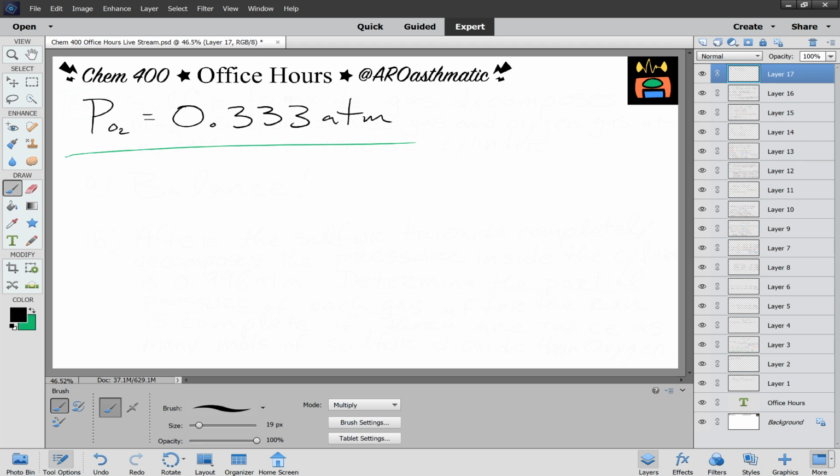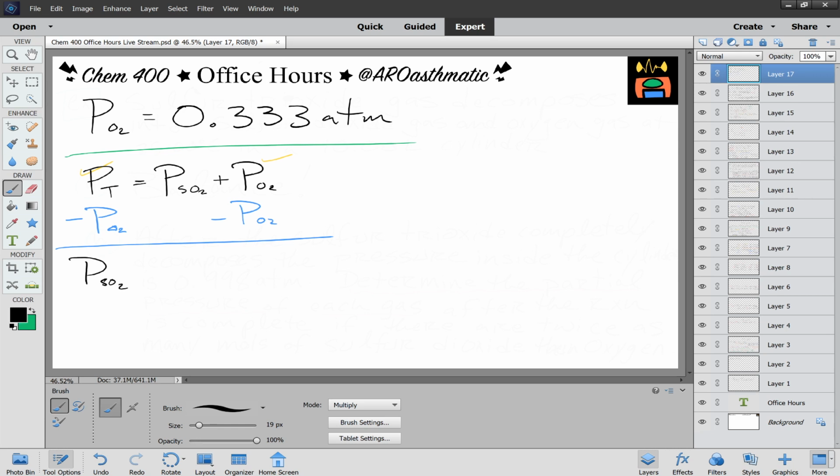However, we're very close to the end, because of Dalton's law of partial pressures: total pressure of the mixture is equal to the partial pressure of SO2 plus the partial pressure of O2. At this moment in time, we know both the total pressure and the partial pressure of oxygen, so we simply need to isolate the pressure of SO2 on one side of this expression. So the partial pressure of sulfur dioxide will be equal to our total pressure minus the partial pressure of O2.